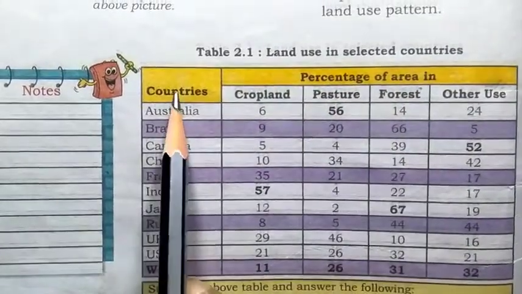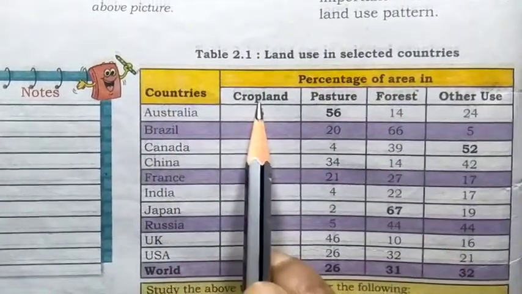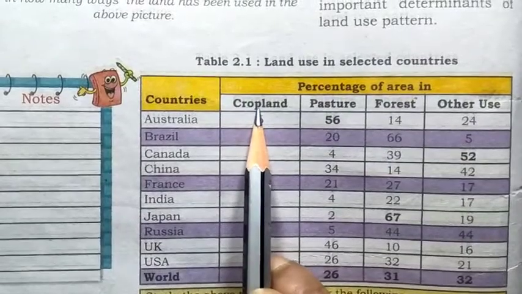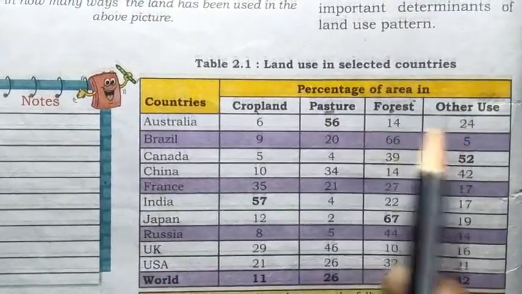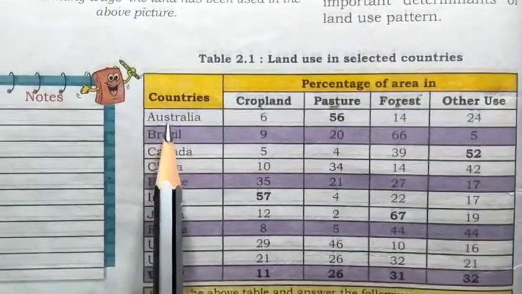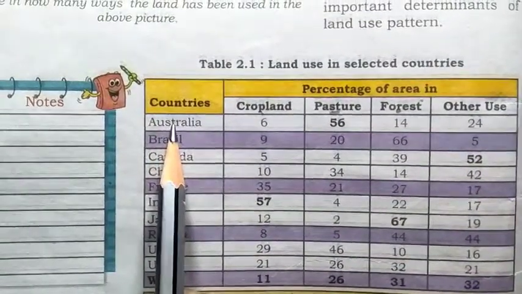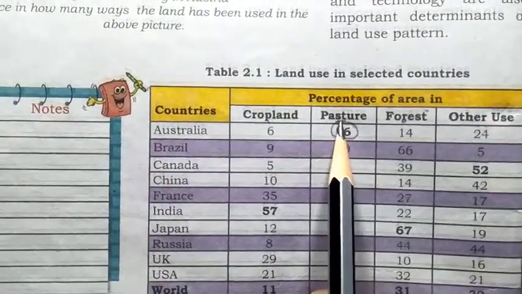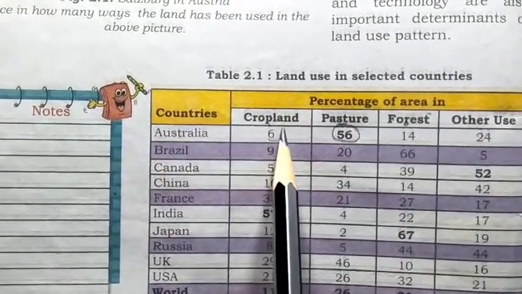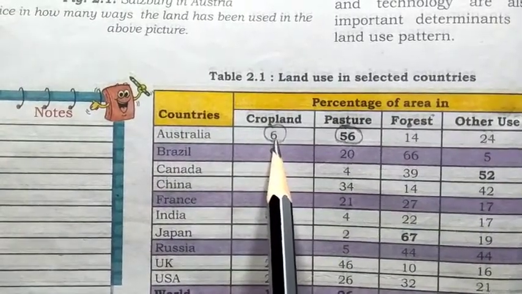Percentage of area, here the names of the countries are given. Cropland: how much percent of land is used as cropland, how much is pasture, that is grasslands, forests and other uses. The first country given is Australia. In Australia you can say the maximum portion of land is pasture, 56%, and the least portion is cropland, only 6%.